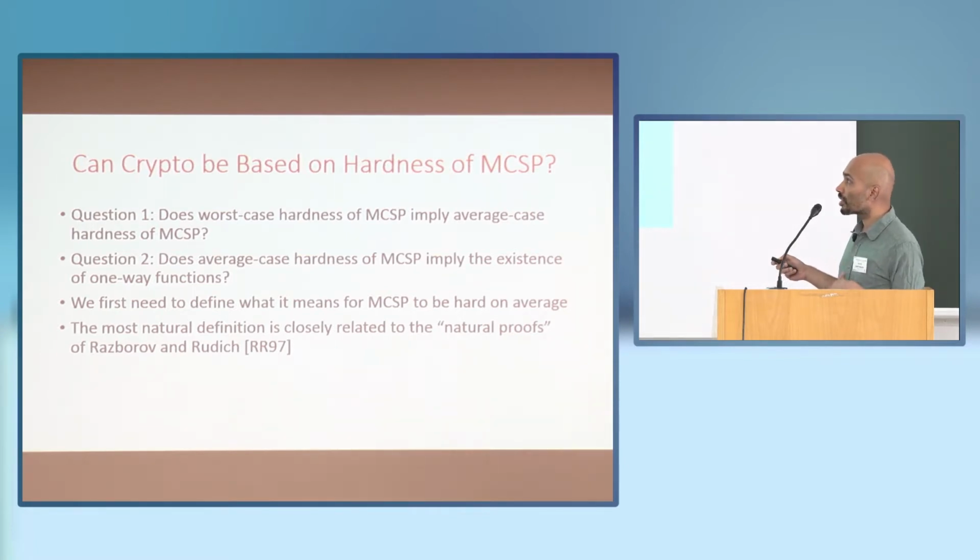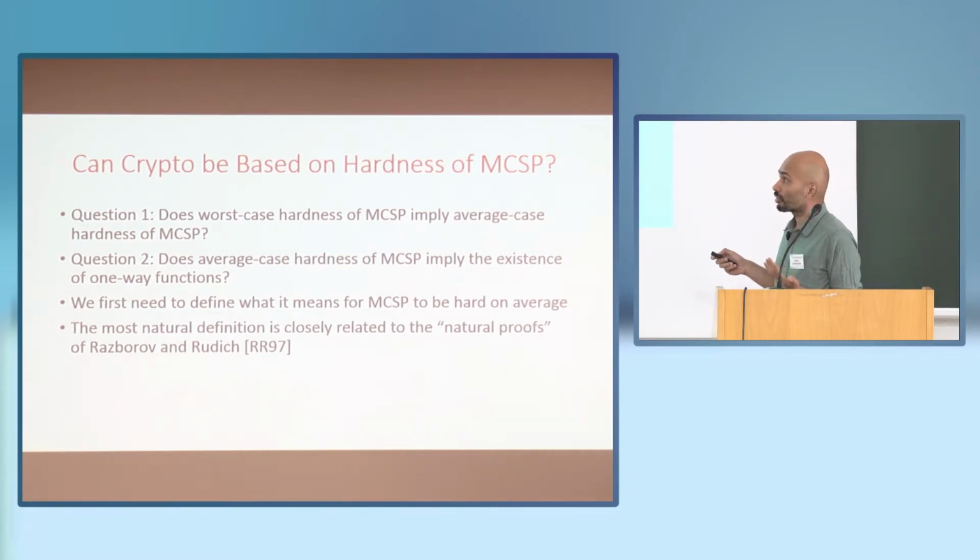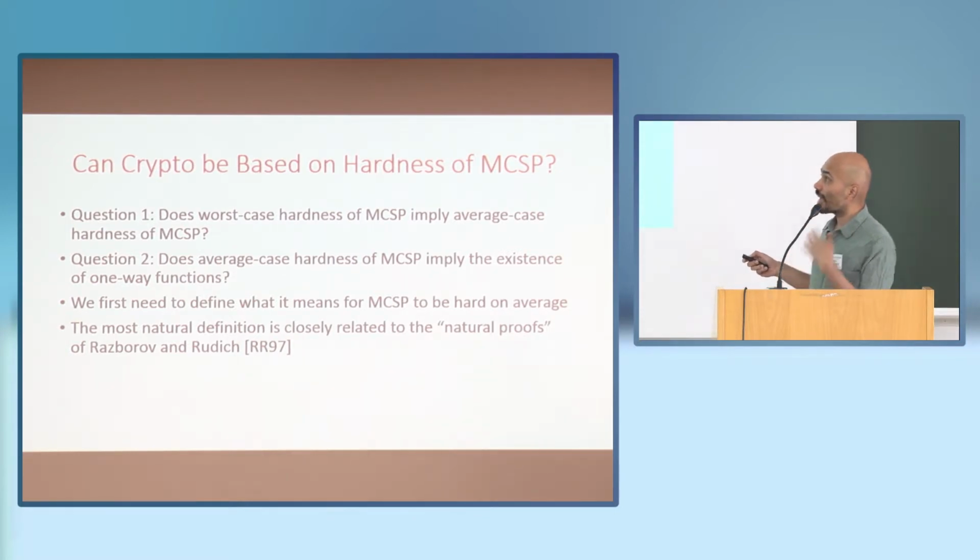So the first question is, does worst case hardness of MCSP imply average case hardness of MCSP, right? We don't know how to say this for SAT. Can we at least say it for MCSP? And question two is, does the average case hardness of MCSP imply the existence of one-way functions?